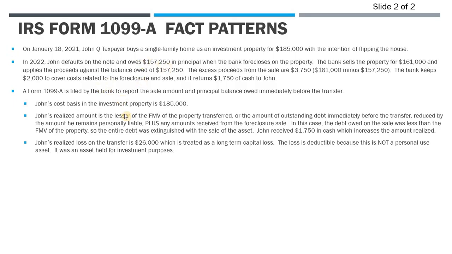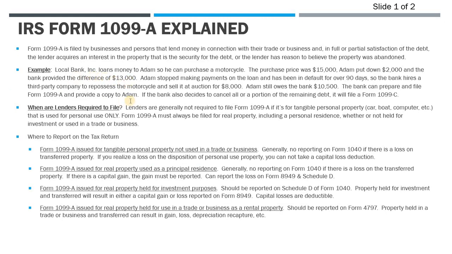And then the last one here is 2 slides. So I have the fact pattern that we're going to be working with itself. And then I do have 1 slide here covering some background on the 1099-A and some instances where you might receive it and when you might need to report something on your tax return.